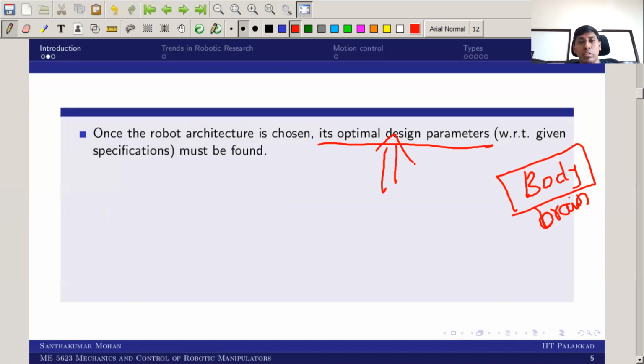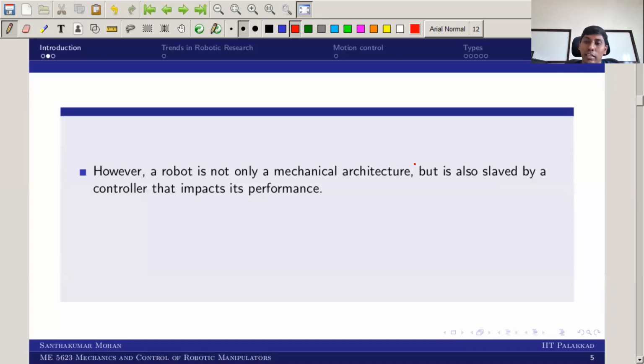But even if you do this optimization, do you think that the desired thing is fulfilled? No. Why is it so? Because the robot is not only a mechanical architecture, it also consists of a brain, which we call a controller. So the overall performance is influenced by the controller choice. Even if you have a very optimal mechanical architecture, but your controller is poor in performance, then the overall performance will go down. That is what we are trying to say.